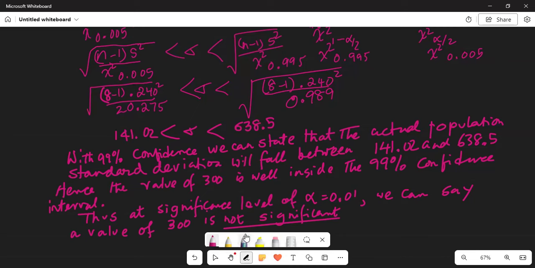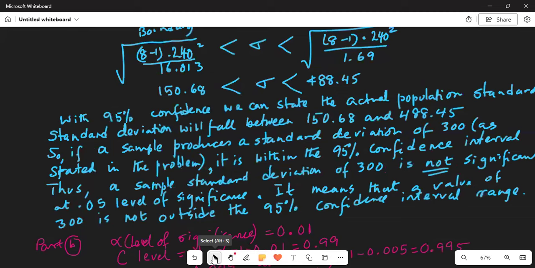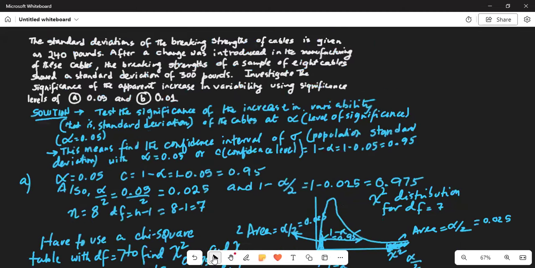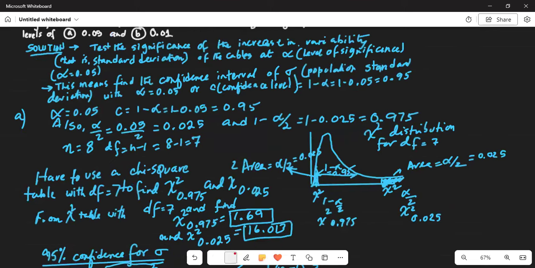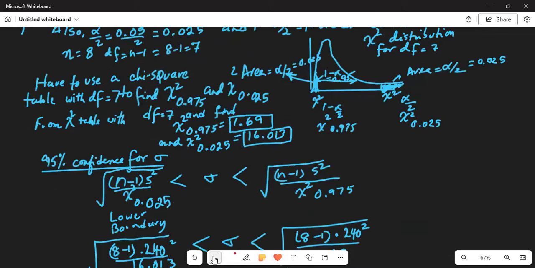Let me summarize a little bit what I did there. We will work with part A only. So what I did was I first found the critical values of chi-square when alpha is 0.05. When alpha is 0.05, the area in the center is 0.95, and the two critical values are chi-square 1 minus alpha by 2 on the left and chi-square alpha by 2 on the right. These two values are 1.69 and 16.013.